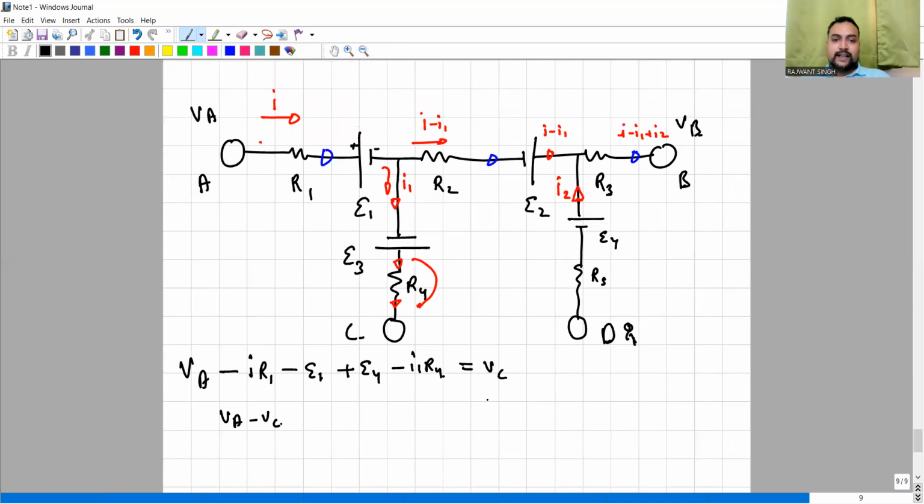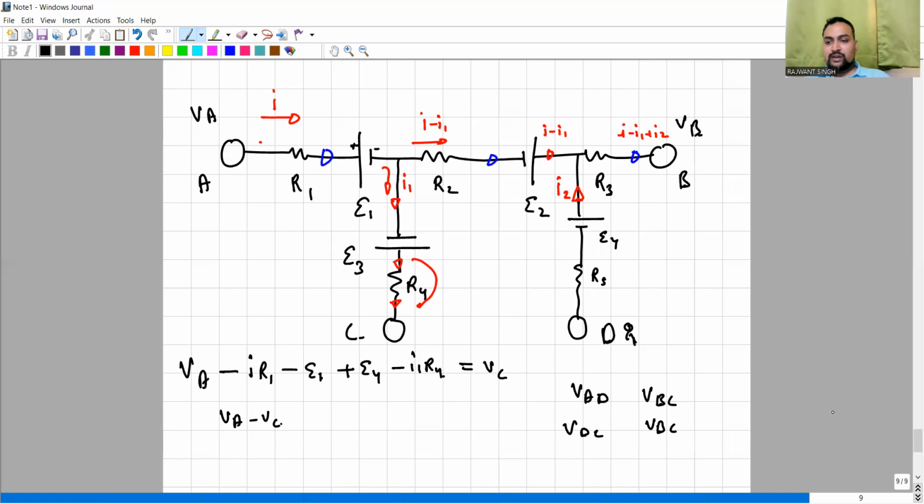So practice this right now. Find a loop, find the equation for VAD, VBC, VBD, VDC. For all these combinations, find such equations, and it will be quite clear.